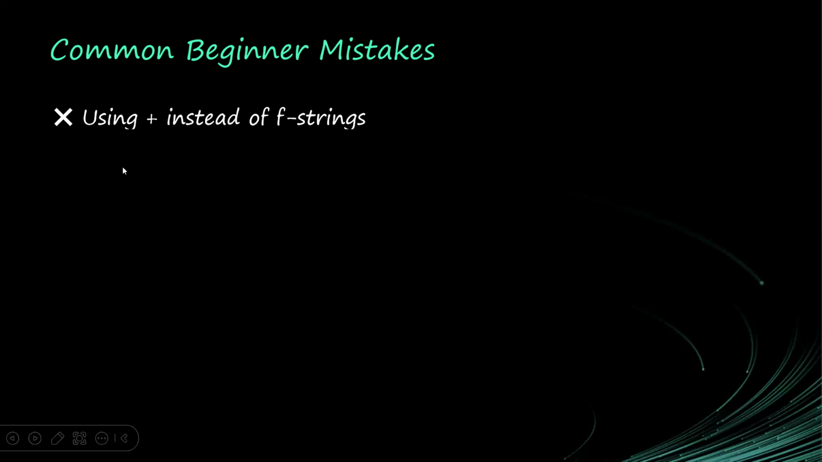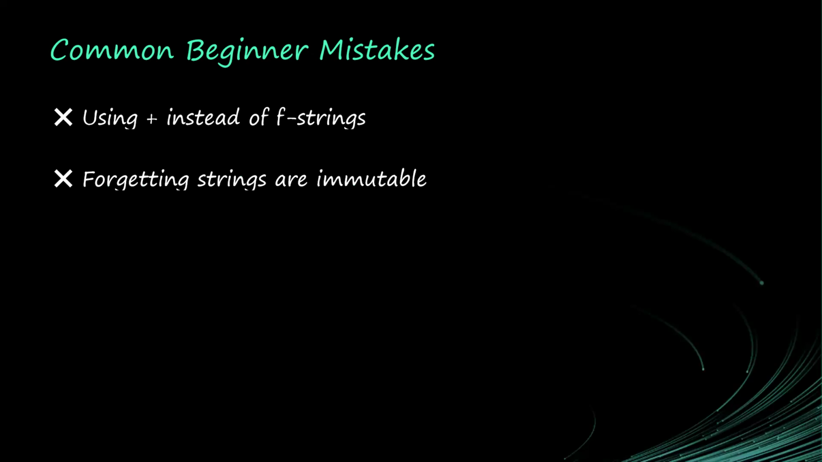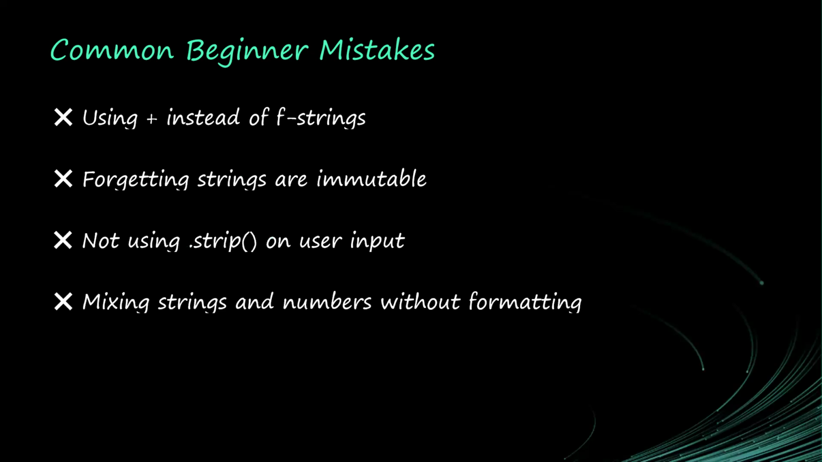Common mistakes that people make: using the plus instead of the f-string, forgetting strings are immutable. Like I said in the paid course, we taught you more about immutability and explained why strings are immutable. Not using the strip method on user input. Mixing strings and numbers without formatting. These are the things we took time to explain to you in our full paid course.